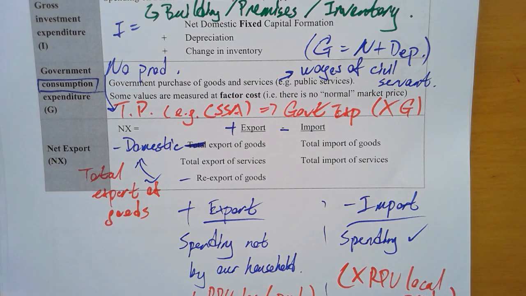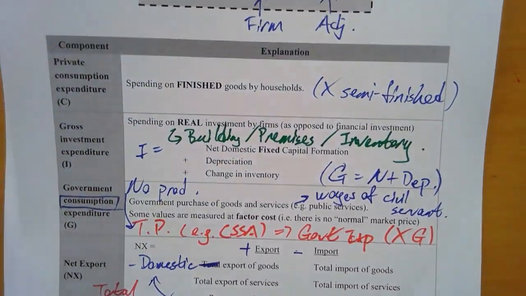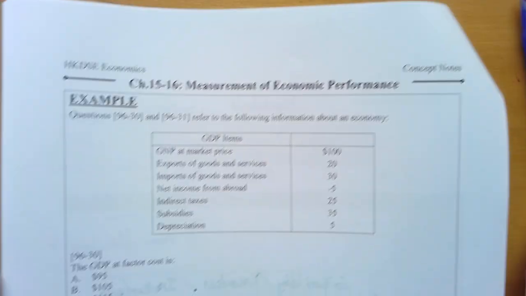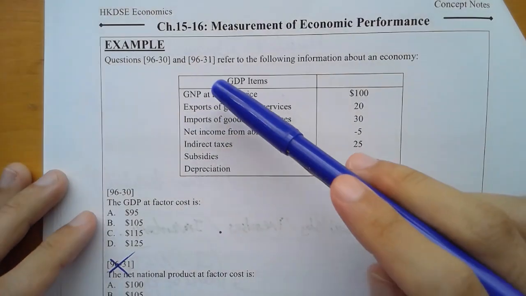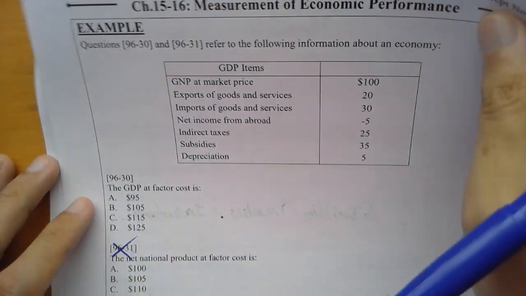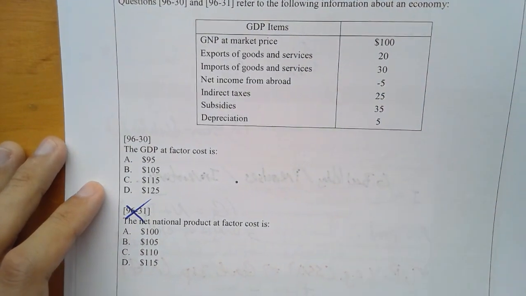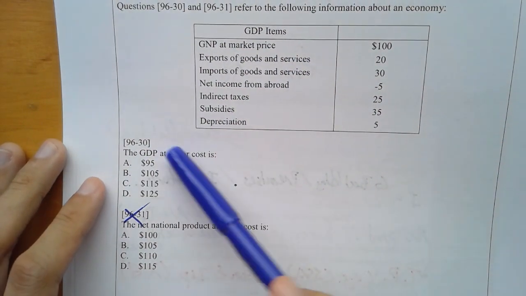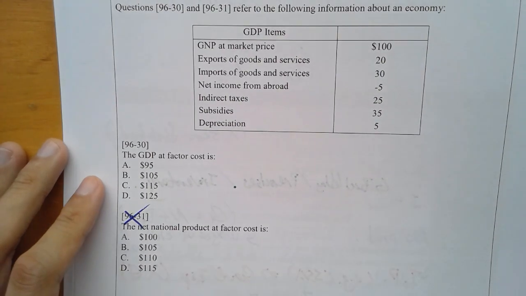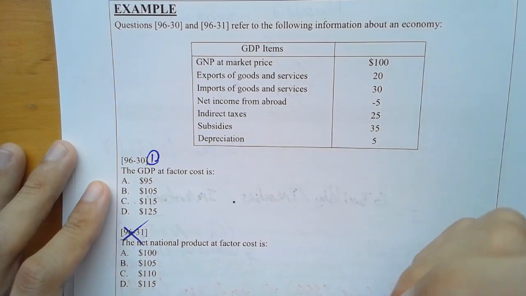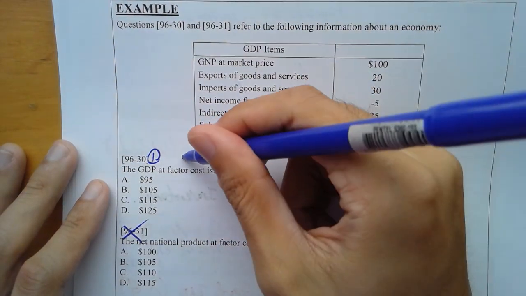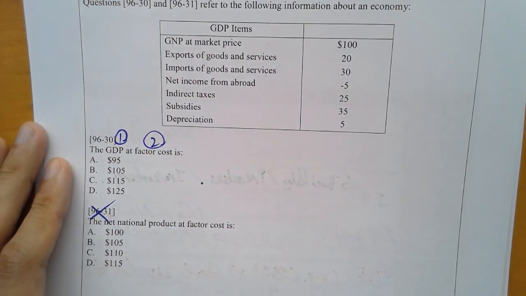It doesn't make sense if we only look at theory. It makes more sense when we go into the examples. Looking at real examples is easier. Now here you are given a table, GNP at market price, and then a string of figures. They ask you to figure out GDP at factor cost. You immediately see there are two different things. First, GNP versus GDP. Second, market price versus factor cost. So let's do the conversion first.